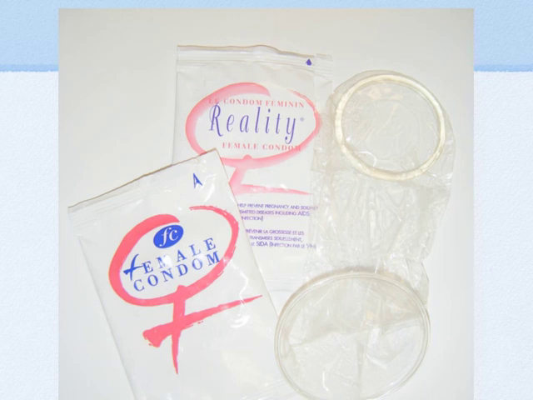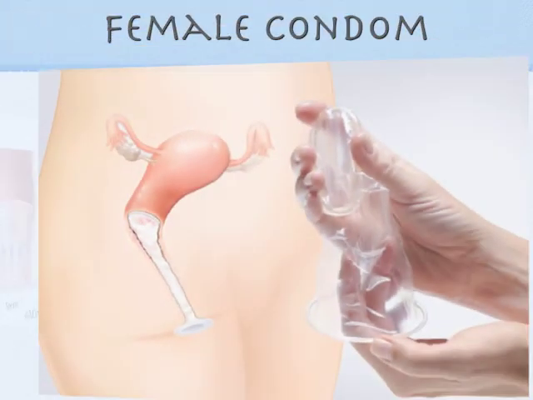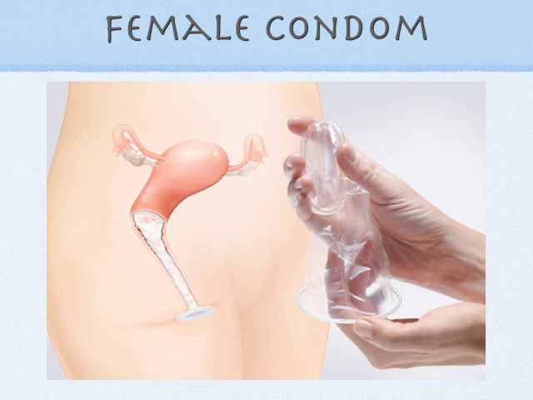Benefits are they're widely available, they do provide some protection against some STDs, and they conduct body heat better than a male condom. The cons are they can be noisy, and up to 21% of users get pregnant, many of them, not all of them, due to incorrect use. They're not reusable, and they should not be used with a male condom because of the extra friction. To help you visualize what these look like and how they work.